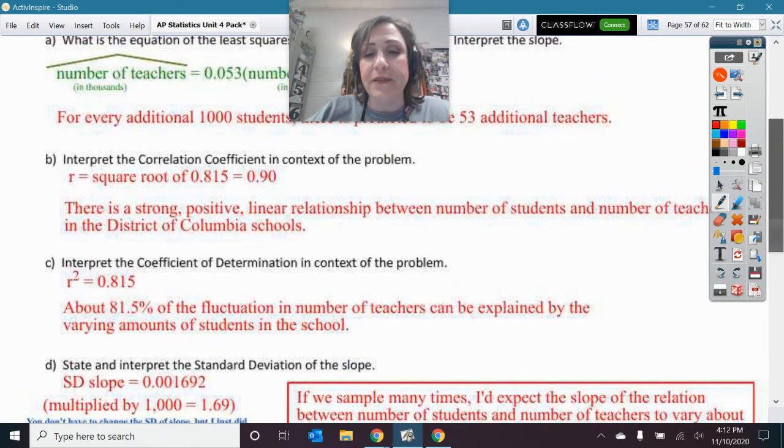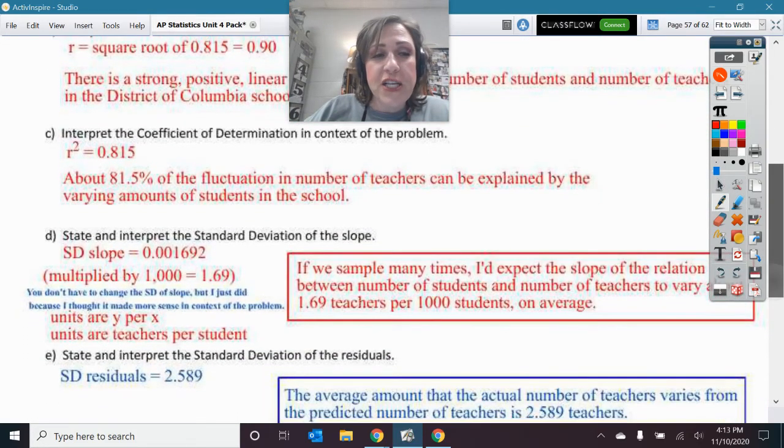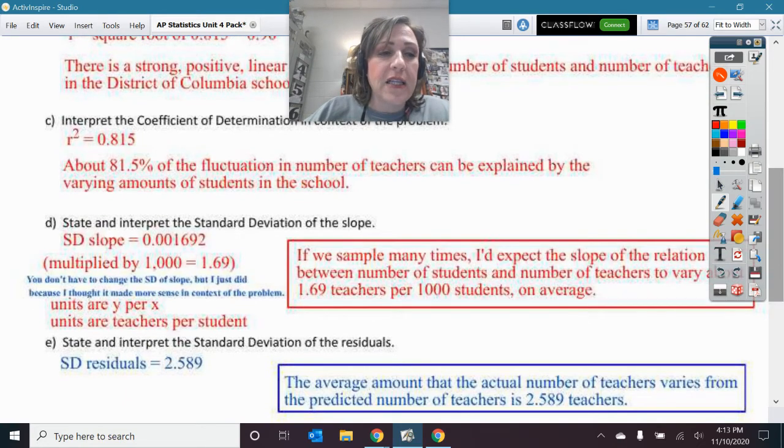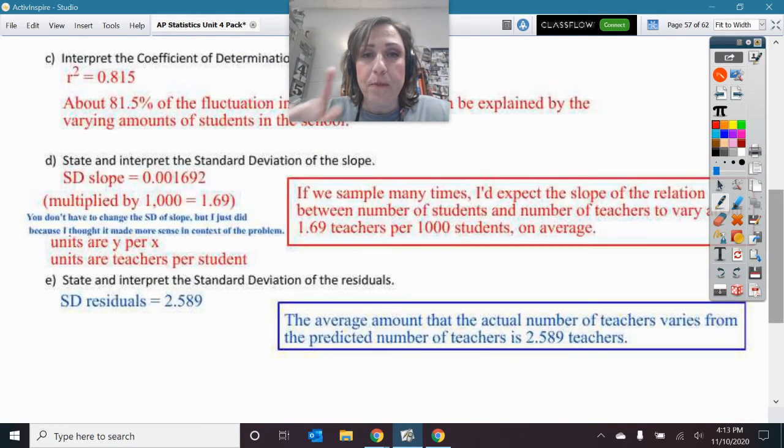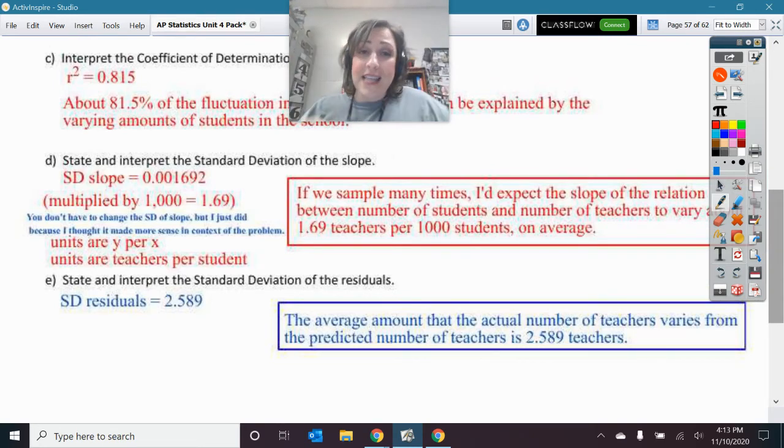0.9. There's a strong positive linear relationship between that, so on and so forth. Coefficient of determination, 81.5. I already said the percent of variation in the y that can be explained by the changes in the x, and putting those in context. Make sure you know these because we haven't assessed these sayings.